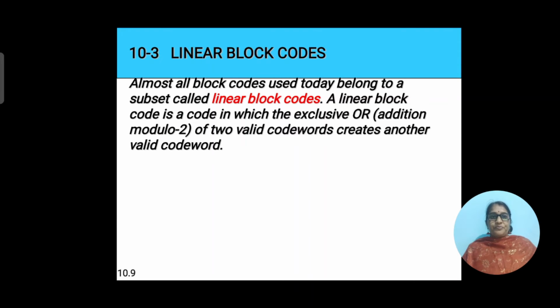Let's see what linear block codes are. Almost all block codes used today belong to a subset called linear block codes. A linear block code is a code in which the exclusive OR, addition modulo 2, of two valid code words creates another valid code word. Let's repeat. A linear block code is a code in which the exclusive OR of two valid code words creates another valid code word.